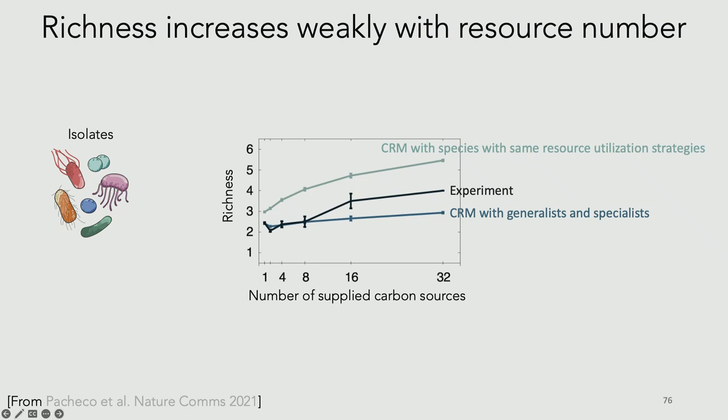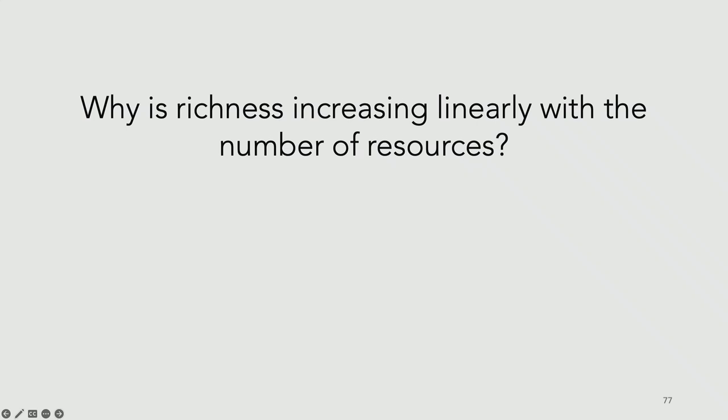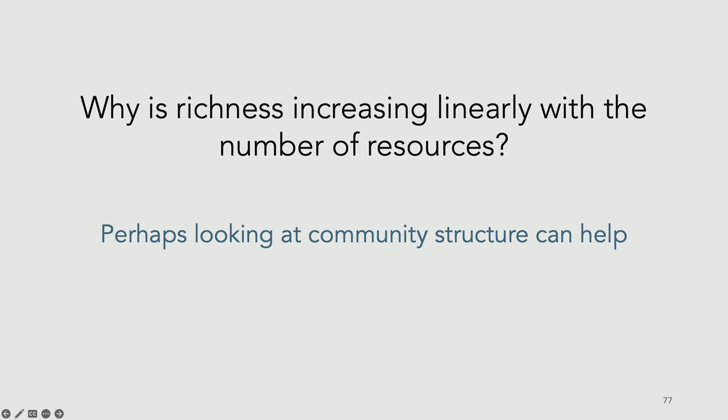So the question is, why do we see this pretty striking trend of richness increasing linearly with the number of resources? We started to think maybe we can look at community structure and get some ideas. My idea here is to tell you what our thought process was when we went through this data. It took us a while. I'll tell you how we thought about it, and then I'm going to fill in what other people found a couple of years later that was consistent with our thought process. Okay.